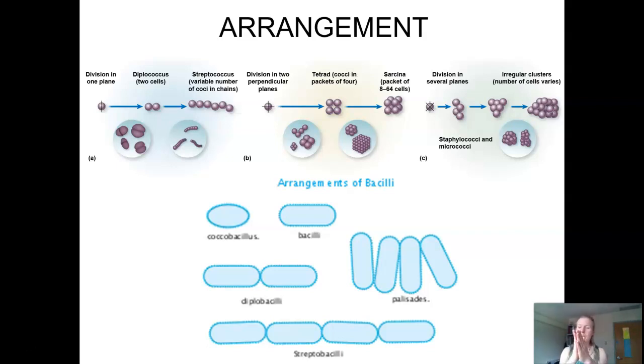Depending on if they only split along one plane or if they can actually split in multiple planes, you'll end up seeing different arrangements depending on which bacteria you're looking at. So for example, here we see a Diplococcus, right? That bacteria split in one plane and it starts to form this little pair. And then notice Streptococcus, which is a term you're probably familiar with, this is what causes strep throat. It forms a chain. So if you see a chain of spherical bacteria, pretty likely that that is a Streptococcus.